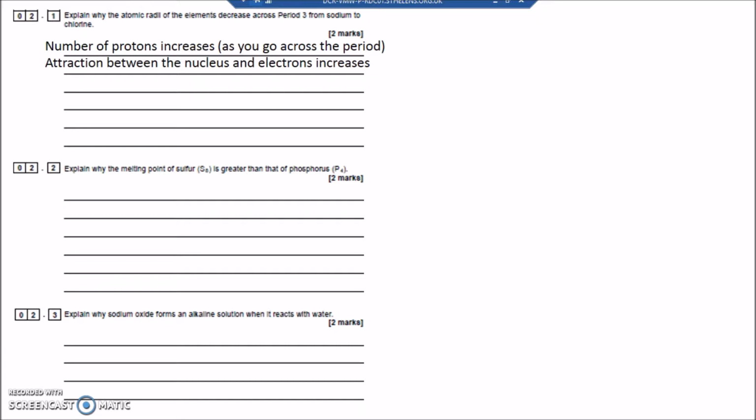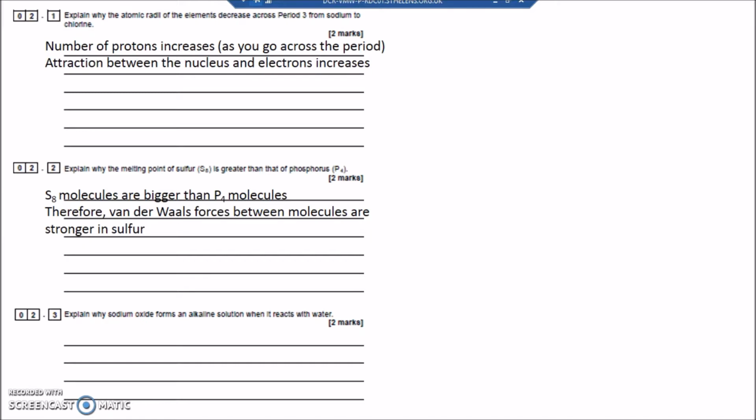Explain why the melting point of sulfur S8 is greater than that of phosphorus. Well, S8 is larger than P4, so if you consider something like oil, something like bitumen with very, very long chains compared to something like petrol with very, very short chains, then tar or bitumen has a higher boiling point than something like diesel or petrol that have got very short chains, and the same thing happens here. So S8 is bigger than P4, therefore you get a greater intermolecular attraction between the bigger molecules.